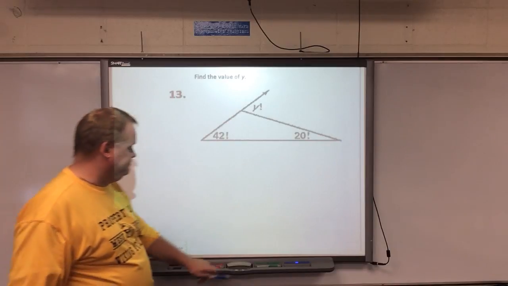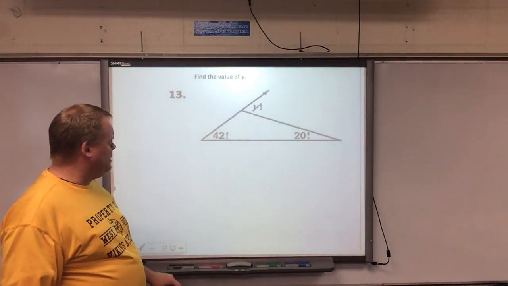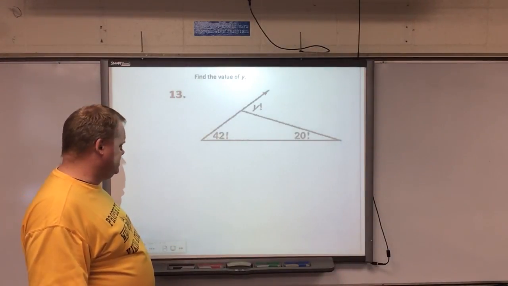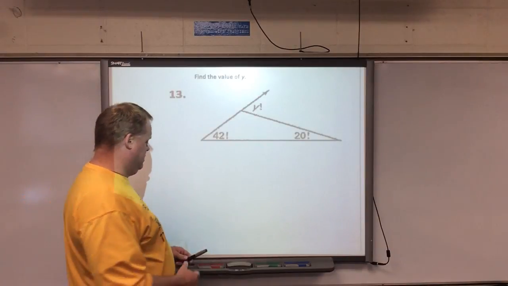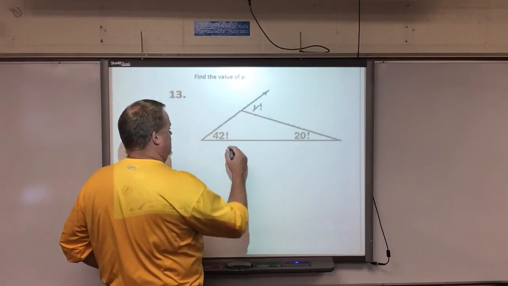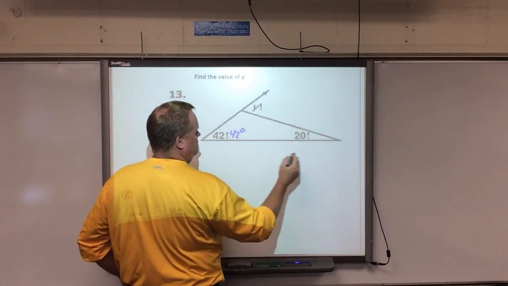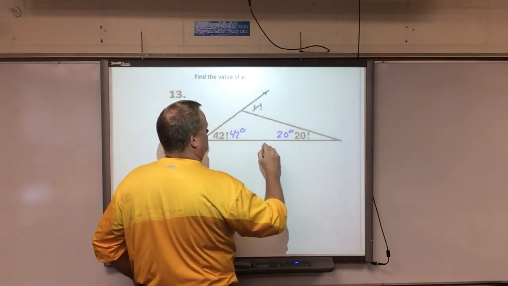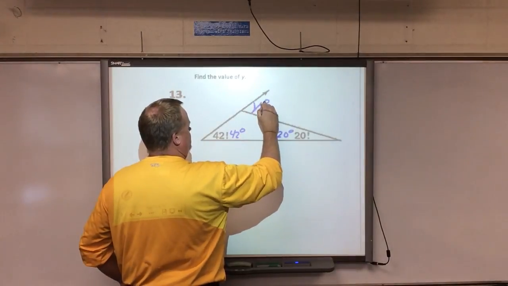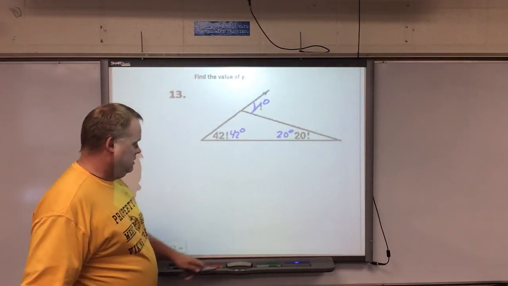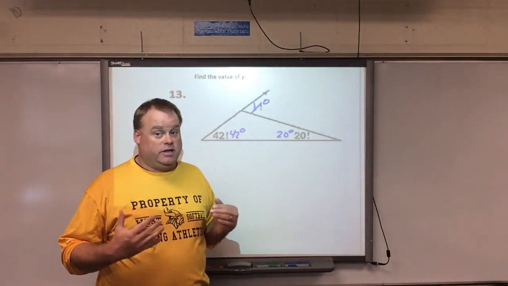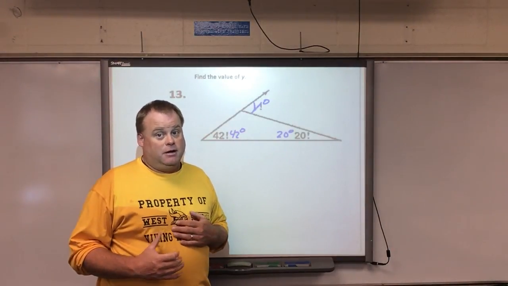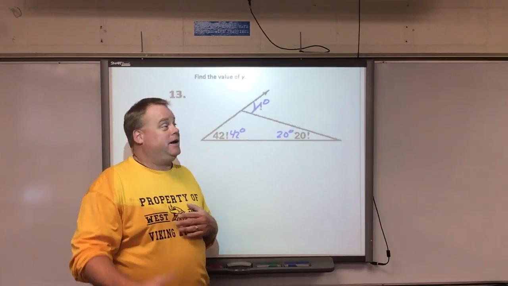Number 13. I'm not sure why we have exclamation points instead of degrees on here. I'm not sure why it's popped up that way. But I have 42 degrees here. I have 20 degrees here. And this is y degrees on the outside. Once again, I have a y on the outside, so I know I'm going to use linear pair in a second, right? Because I'm looking for the angle on the outside.